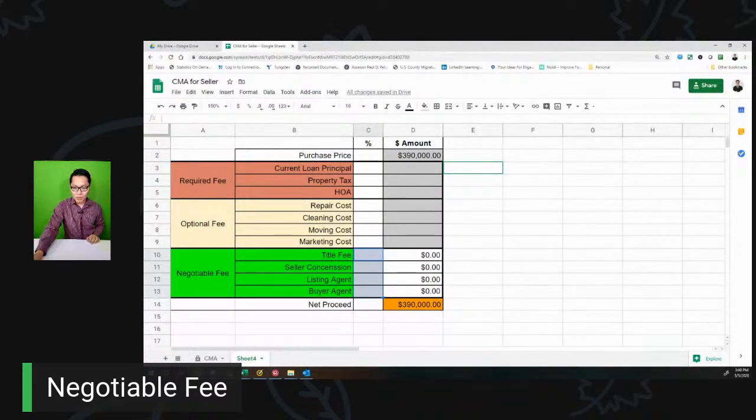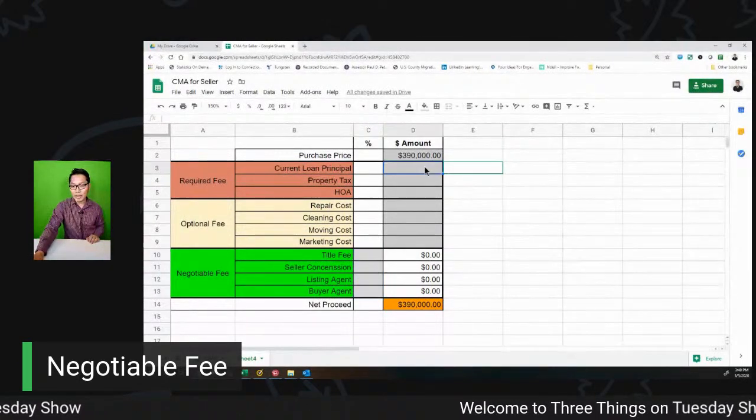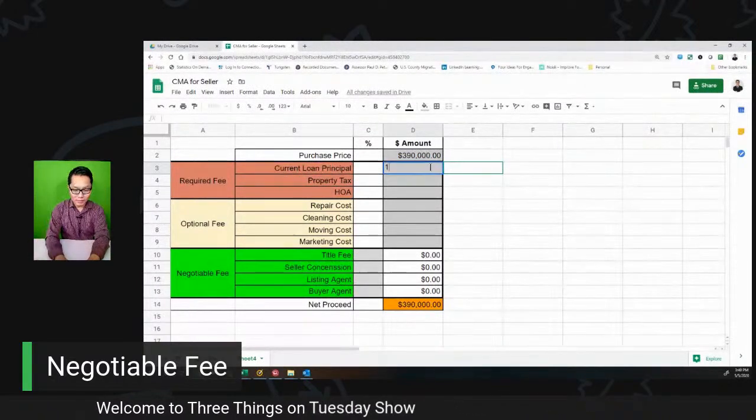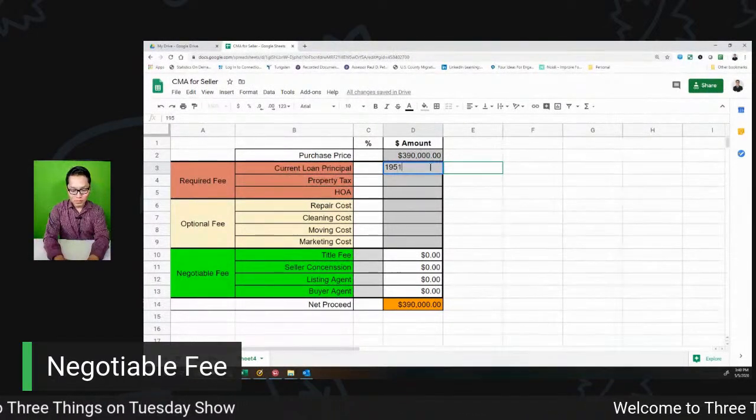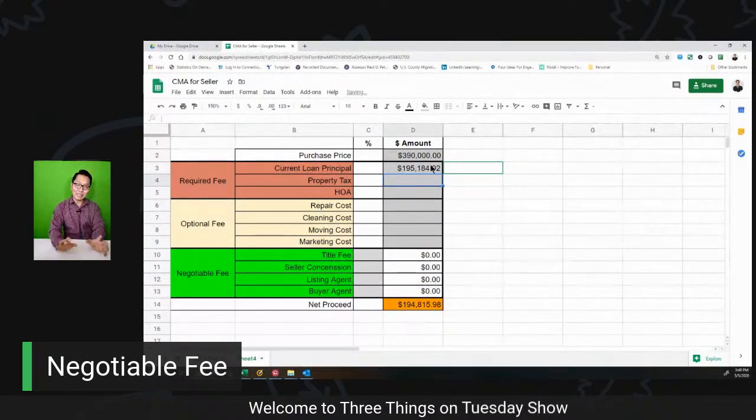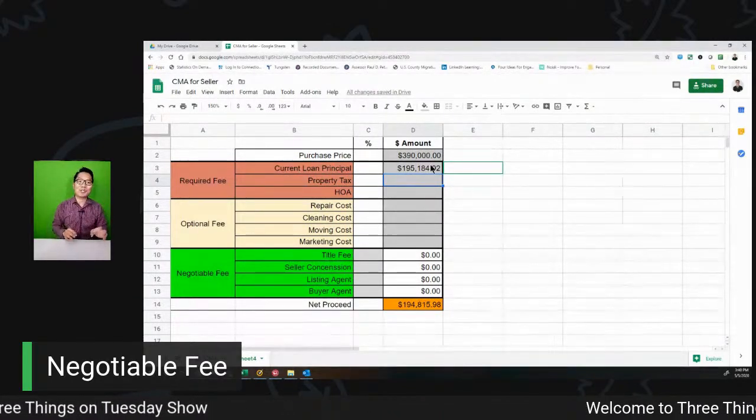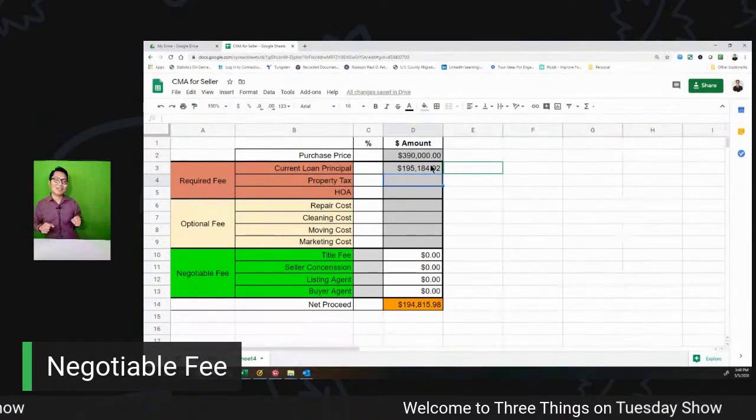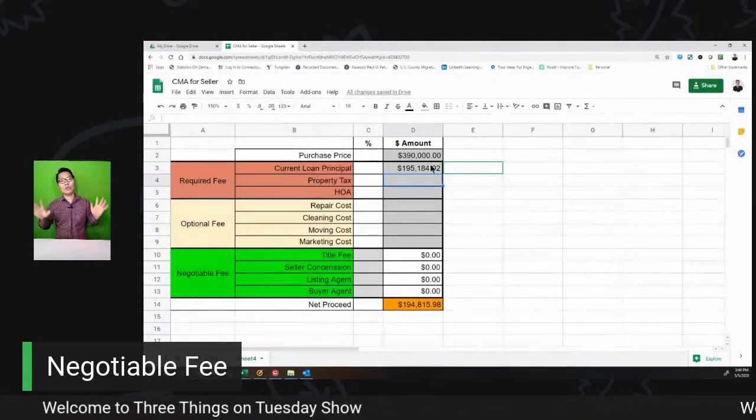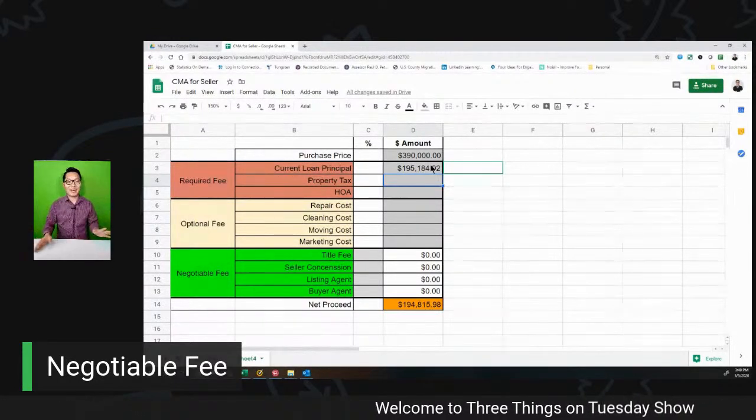So the current balance on this property is $184,102. That is the loan balance. Those are the things we have to be able to proceed, because that is a required fee. You cannot do anything with that. You have to pay it off.